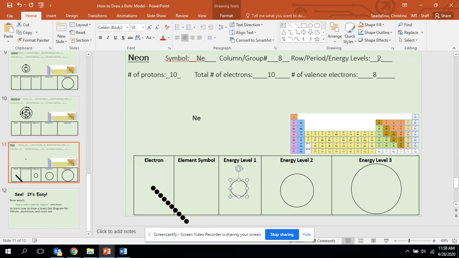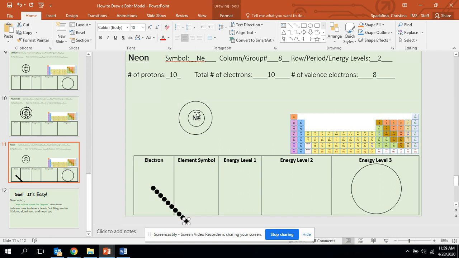So we're going to need 2 shells. 1 and 2. Oh, that is fabulous. Okay, we have our 2 shells. We have our 10 electrons. Let's move our electrons now.